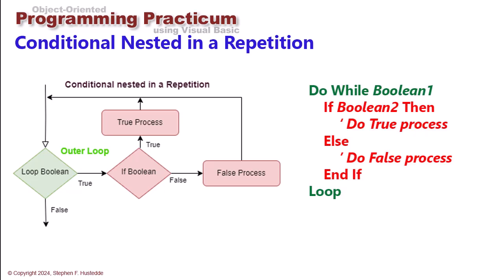We've just seen that we can have a repetition inside another repetition structure, and we saw previously we can have a conditional structure inside a conditional structure, but we can also have a conditional nested in a repetition. So here we have our Boolean loop of a do while, and while that is true, we're going to consider an if else end if structure with a Boolean 2 expression, and one process to complete if it's true, and another process to complete if Boolean 2 is false. Once we've completed that if else, we then repeat the loop until the Boolean 1 for the while is no longer true. Let's take a look at an example.